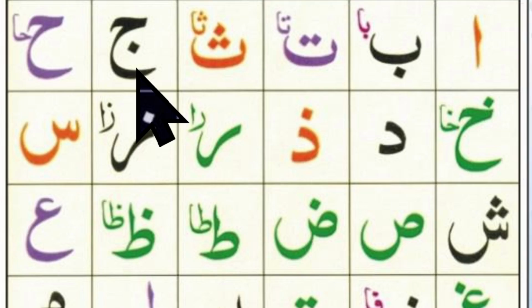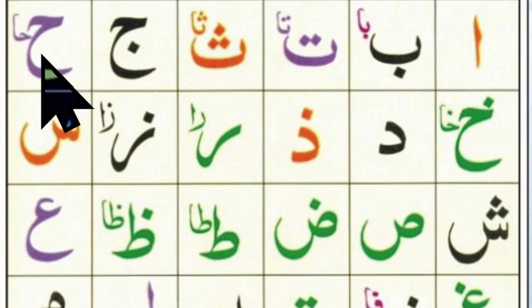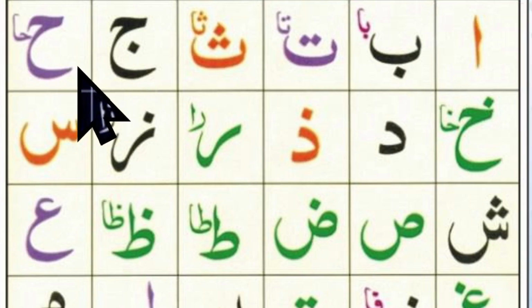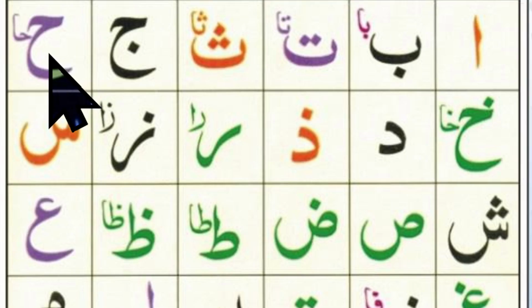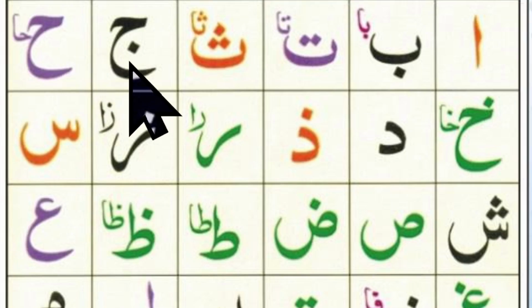So the first letter of the brothers letters is called Jeem, and Jeem has a dot in the middle. The next one is Ha. That's called a throat letter, and we pronounce it from the middle of the throat. So Ha, Ha, Ha. And this one is Jeem, Jeem, Jeem.